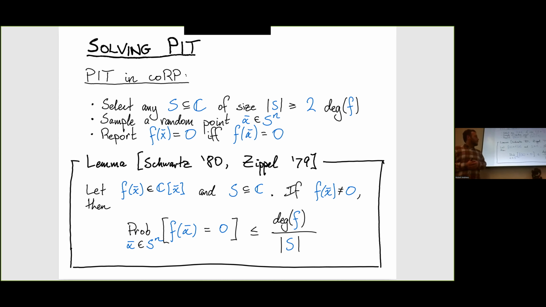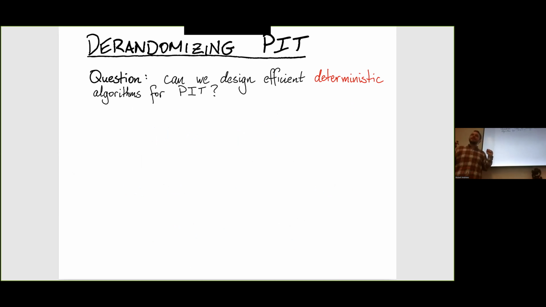Okay. So here's a randomized algorithm. Natural question is, can we de-randomize it, right? That's sort of the obvious thing here. Can we design an efficient deterministic algorithm for PIT? Now, this would be interesting algorithmically because we would, for example, get a deterministic parallel algorithm for perfect matching. That seems like a nice thing to get.